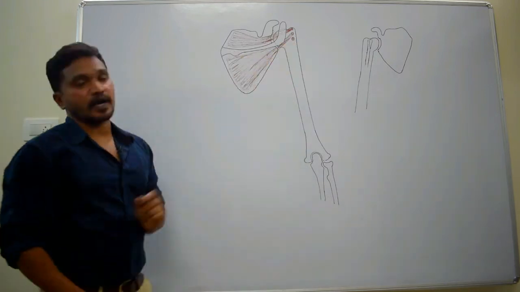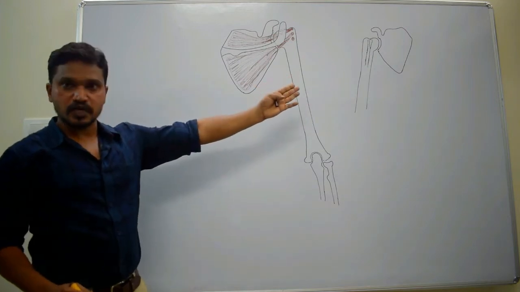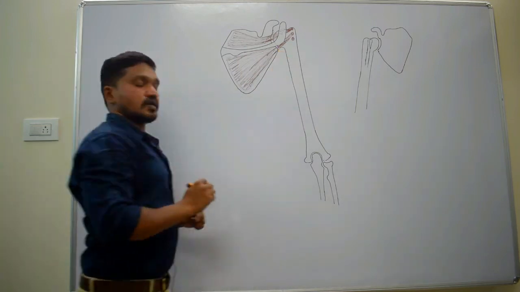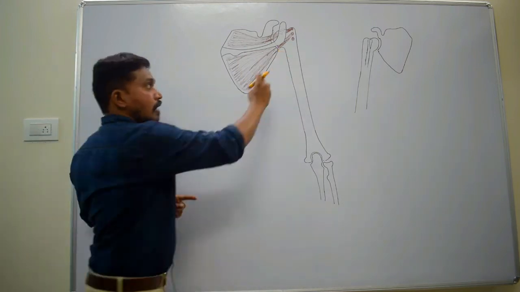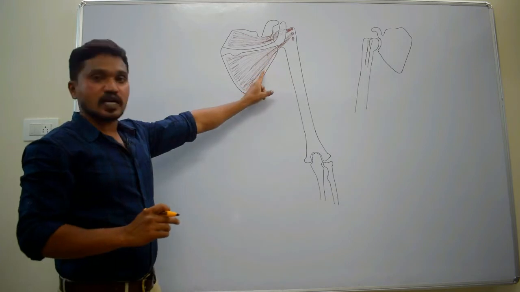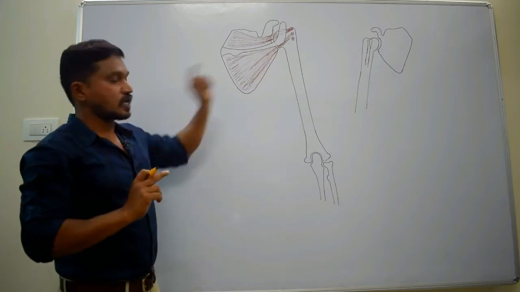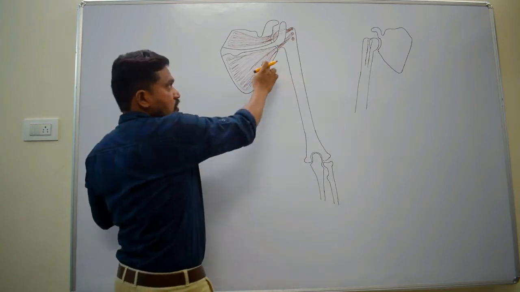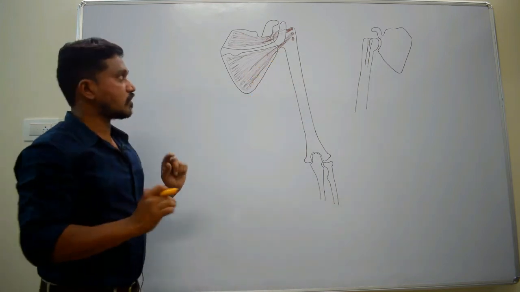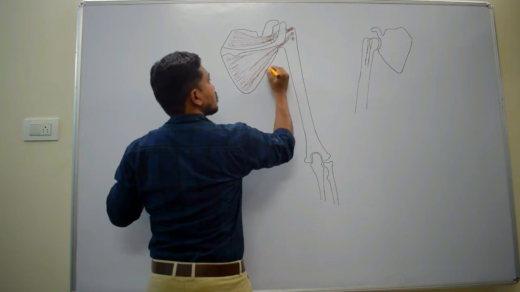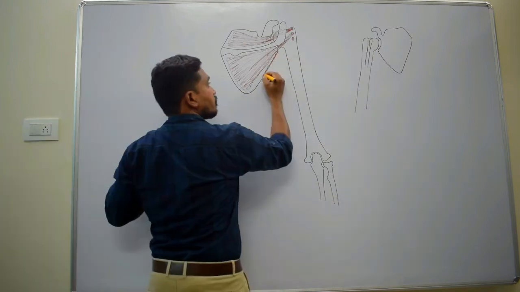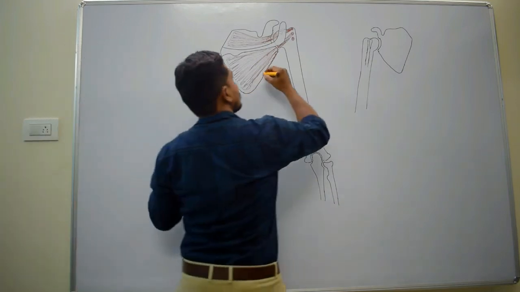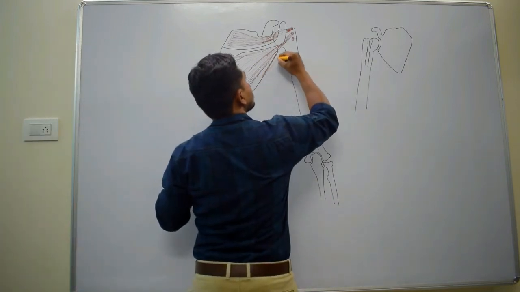Then teres minor. Actually, we have to discuss the subscapularis muscle, but let me finish teres minor and major, then we will go to that side. Teres minor muscle takes origin from the upper 2/3 of the dorsal aspect of the lateral border of the scapula. Upper 2/3 means what? From here to here. This is the dorsal surface and lateral border. So this is the origin of teres minor.